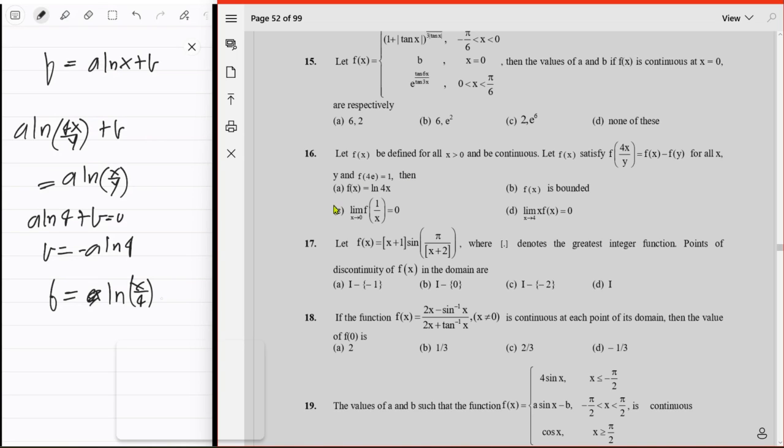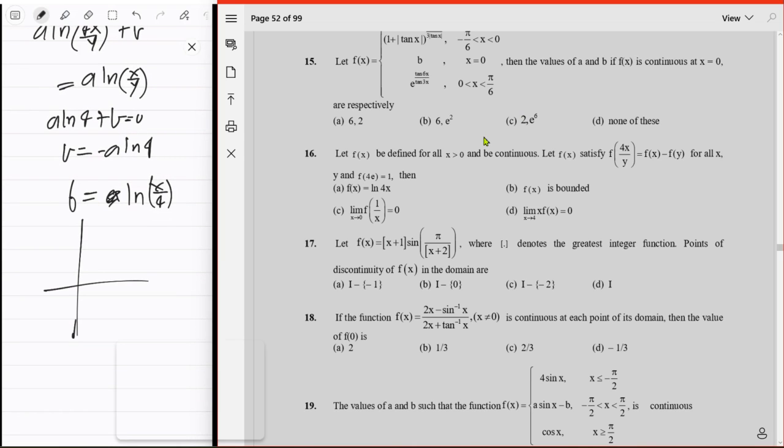So this option is wrong because we already have the function. F is bounded? So as x tends to infinity, this thing tends to infinity as well. So it's going very negative and then very positive. No, it's not bounded, because it can go very positive as well as very negative. So no. Oh, and of course it's defined for x bigger than 0 only. Huh, interesting.